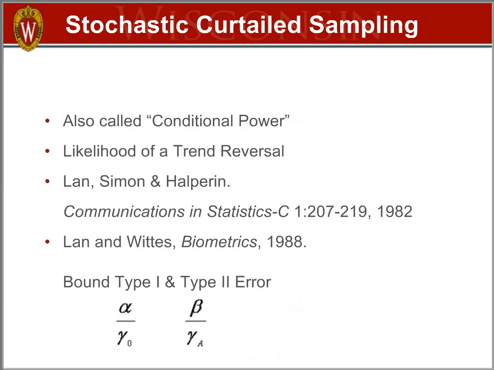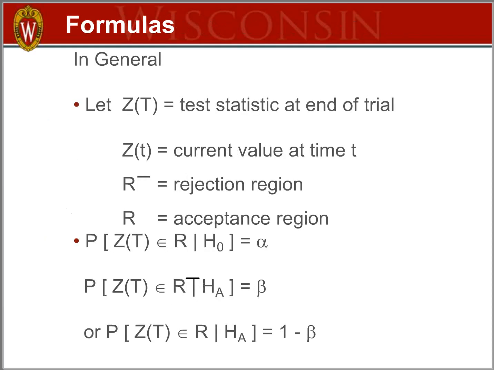I'm now going to briefly talk about a second analysis method called stochastic curtailed sampling, or simply conditional power. What it computes is the probability or likelihood of a reversal in the trend in the emerging data. You can stop trials early because it doesn't look like you're going to make benefit or harm. When you do that, you of course increase your type 1 and type 2 errors, and I won't go through the mathematical details, but there's an inflation of both your type 1 error and your type 2 error. I've written some formulas here only to provide an opportunity to talk about what this method is about.